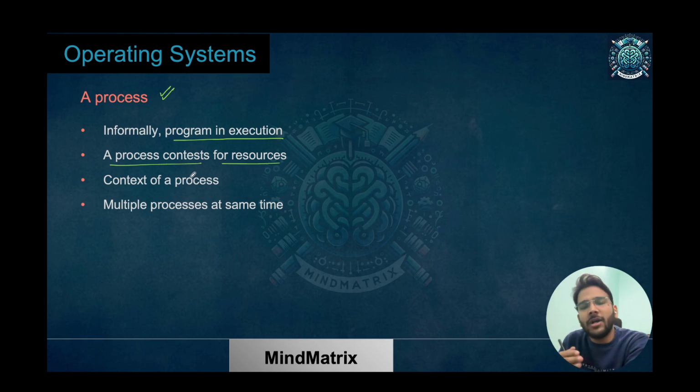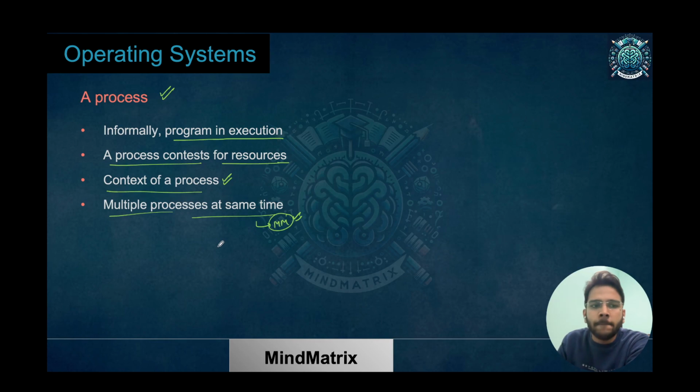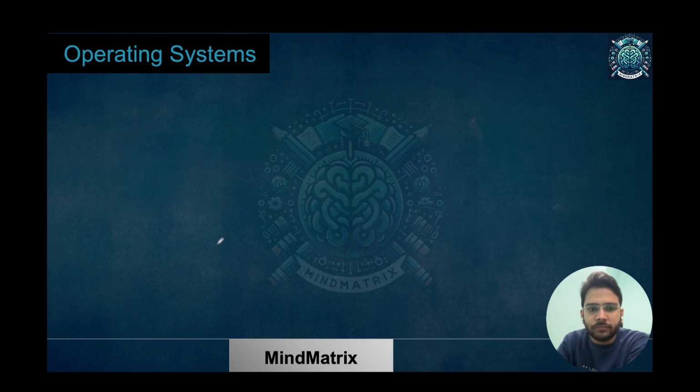If we have multiple processes and some resources, more than one process may require a single resource. So processes compete for the resources, and we will be talking about that in the upcoming lectures. And the context of a process, we have already talked about, right? That is context switching. And what is the context of a process? All the attributes, all the details of the process that are stored in the process control block. And the fourth one is multiple processes at the same time. So we can have multiple processes in the main memory, and we are going to execute them one by one, right? So this is what we have for the process.